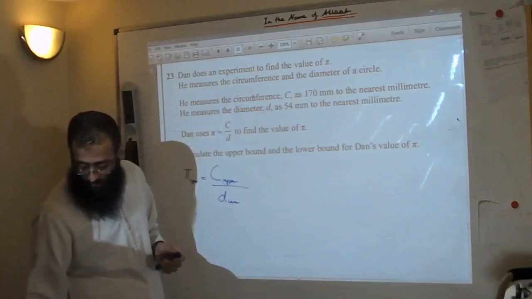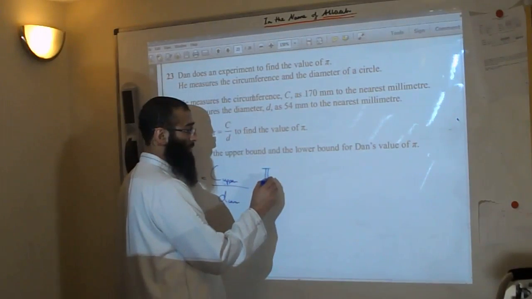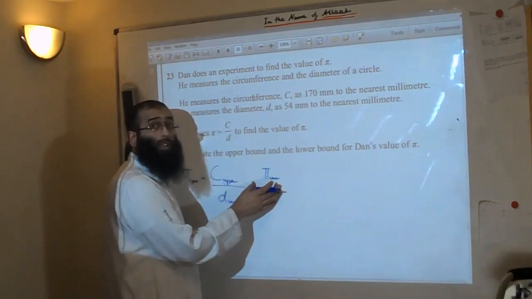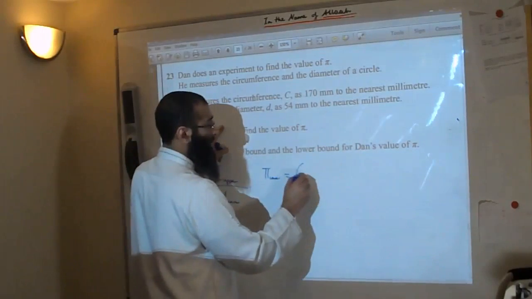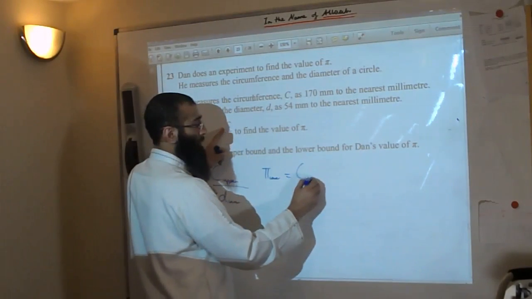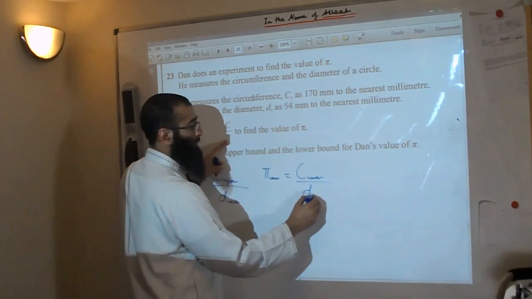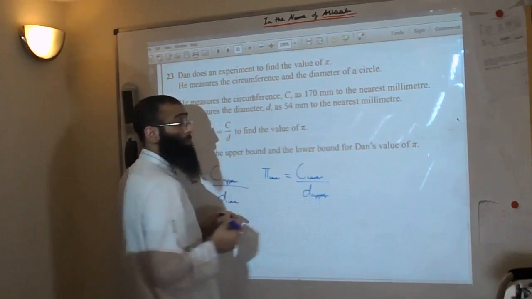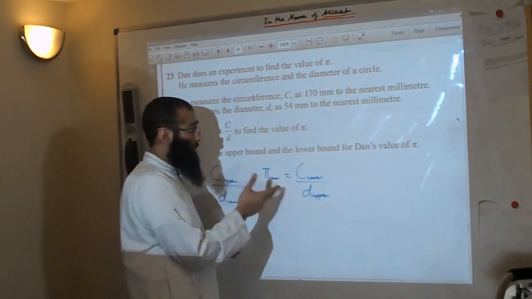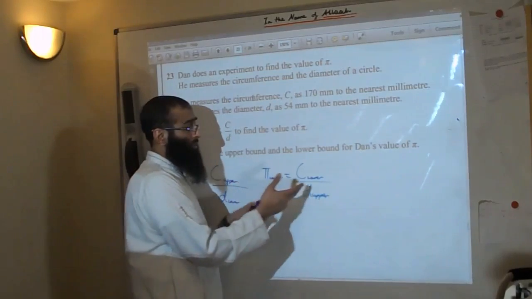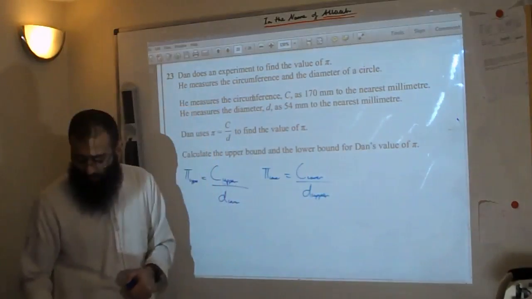Similarly, let's change color here. If I want to work out pi, and I want to look at the lower one, the smallest value pi could be, we look at that C value, we make the C value as small as possible, the lower value. And we make the D value as high as possible. If you've got a division situation and you want to make this number as small as possible, you start with a small number and divide it by as big a number as possible, and that will give you small values.